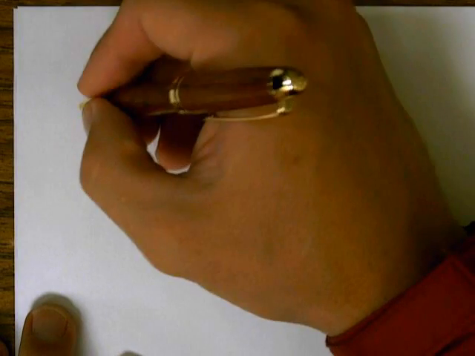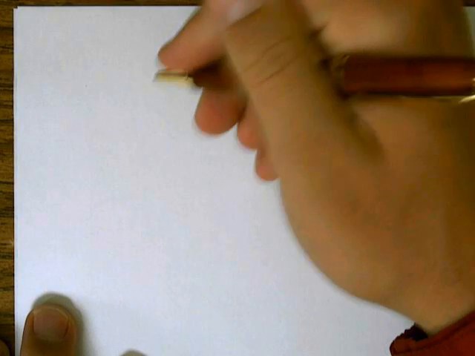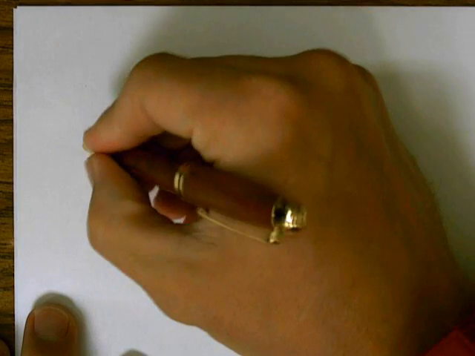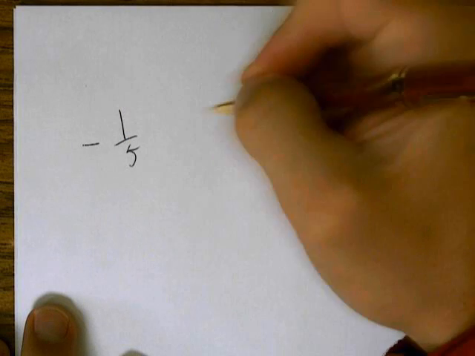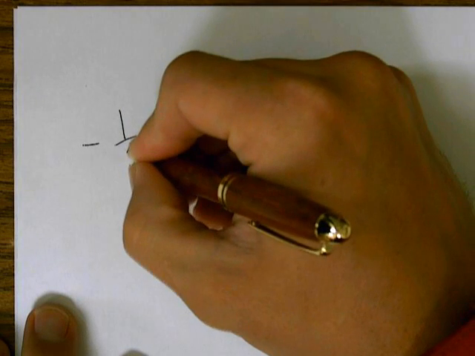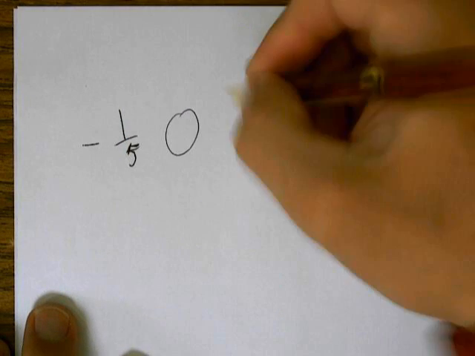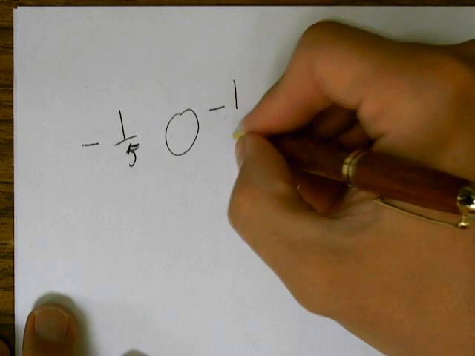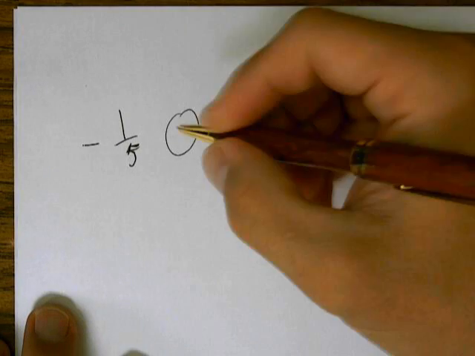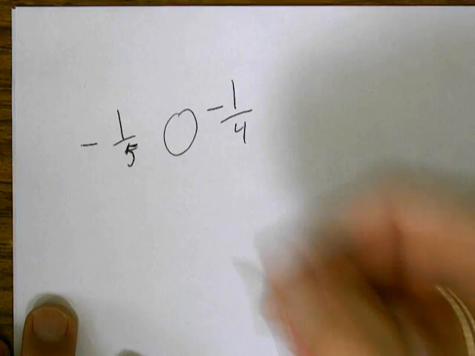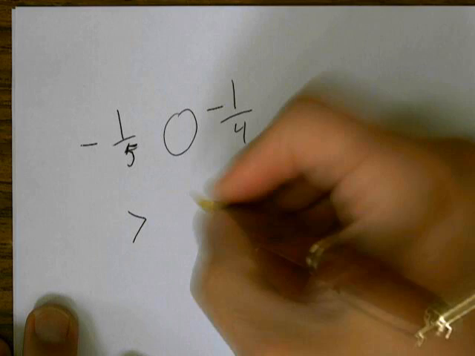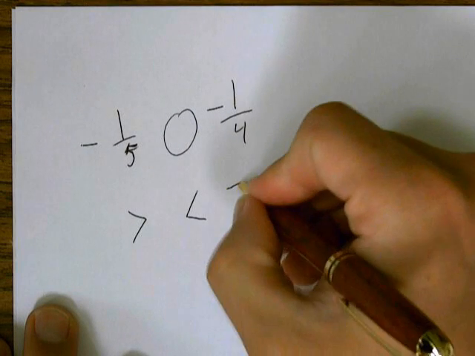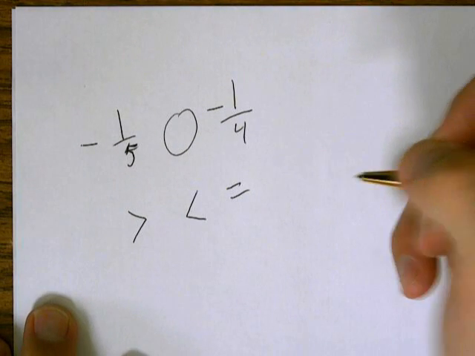Let's start off with an example of fractions. And we're going to start off with an even uglier example of fractions. We're going to go with negative fractions. We're going to go negative 1/5 and negative 1/4. And what we want to do here is we either want to put in is greater than, is less than, or is equal to.